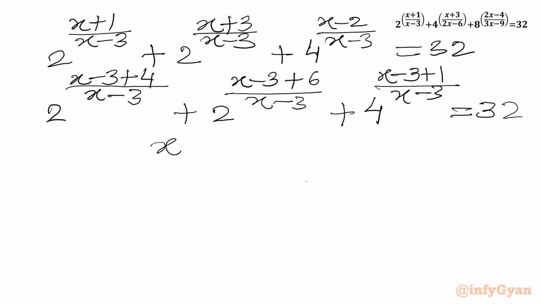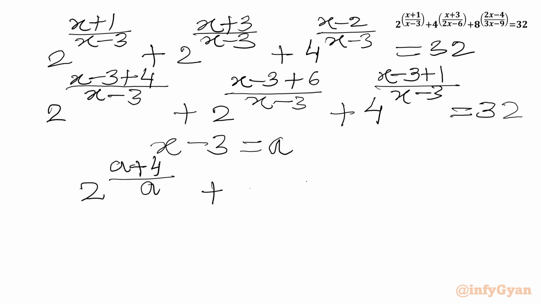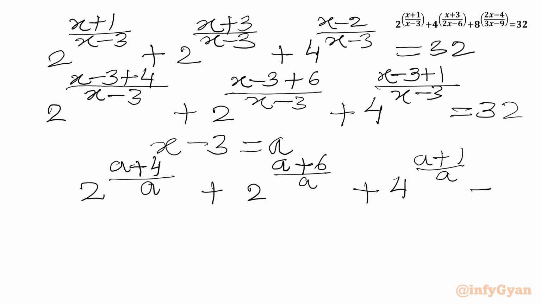So we will assume x minus 3 equal to a. So we can write the equation in variable a: 2 power (a+4)/a plus 2 power (a+6)/a plus 4 power (a+1)/a will be equal to 32.